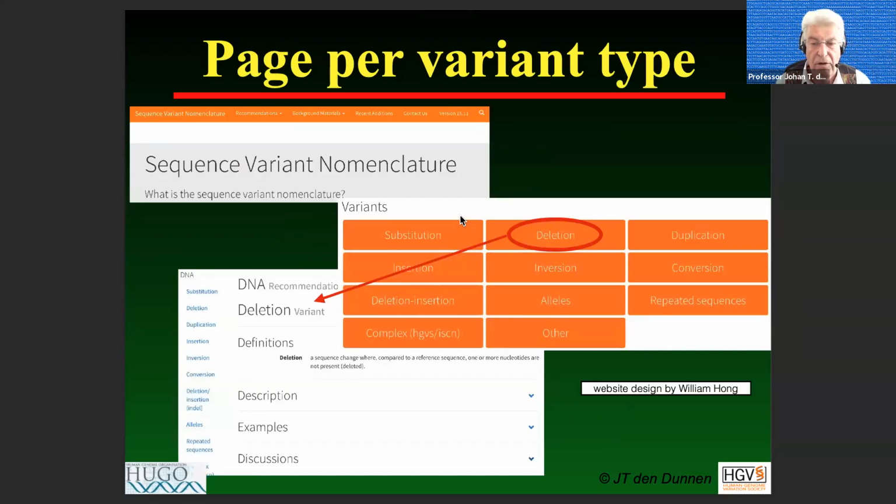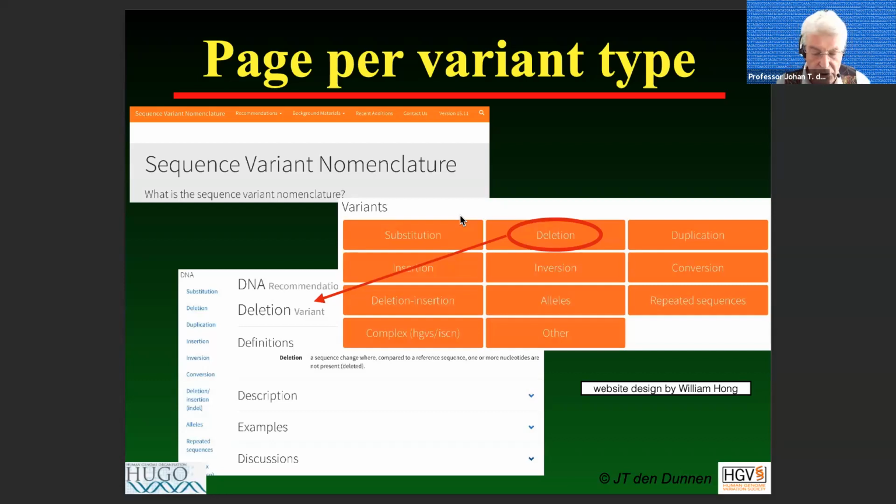One example from the HGVS variant nomenclature website: when you go to the website, choose recommendations, DNA, and then select deletion, you open up a standard page which starts with the definition. I can read the definition of a deletion here, which is a sequence change where, compared to a reference sequence, one or more nucleotides are not present, deleted. And then you get how to describe a deletion, and some examples of how variants can be described.